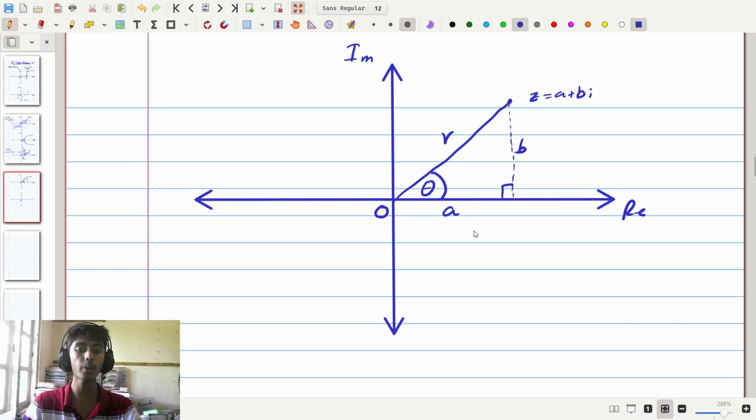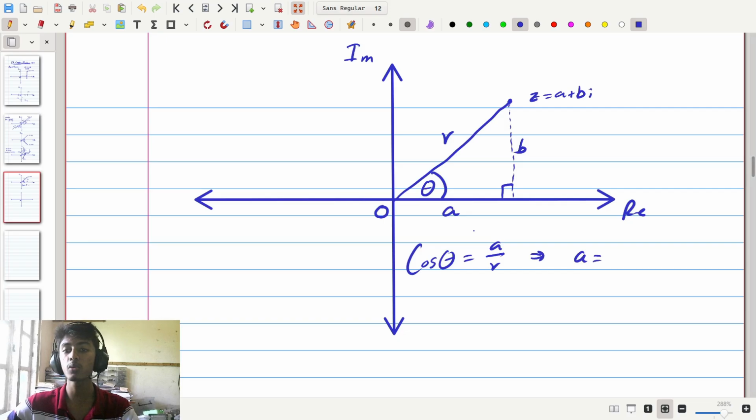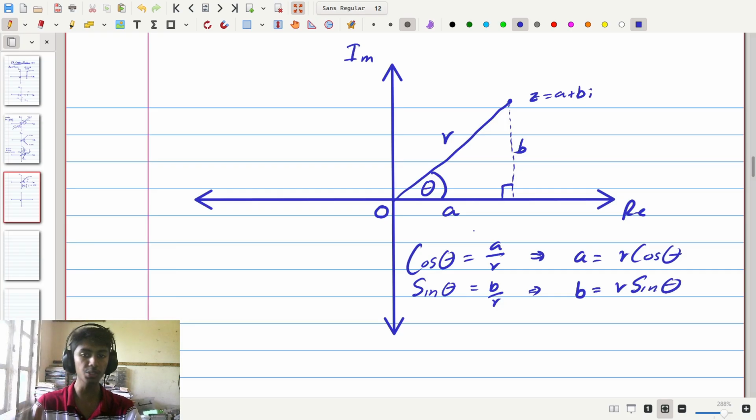Now, taking a look at this, if we consider the geometry that we have, we can find that r times cosine of theta is going to be equal to a. If I write the formula, cosine of theta is going to be equal to adjacent divided by hypotenuse, which is a divided by r, which we can then use to get that a is equal to r cosine theta. Similarly, sine of theta is opposite divided by hypotenuse, which is equal to b divided by r, and rearranging that, we can see b is going to be equal to r sine of theta.